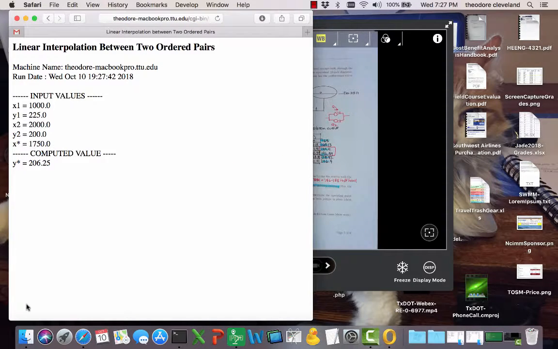206.25 feet. Again, that number and that number are close enough. So our operating point with twin pumps is Q equals 1,750 gallons per minute. Total dynamic head is 206 to 207 feet.